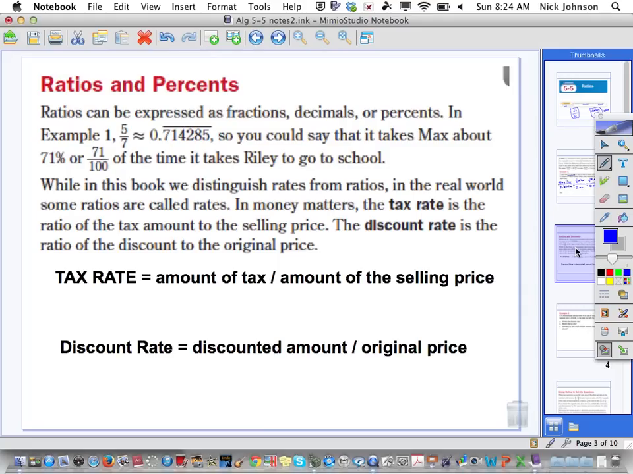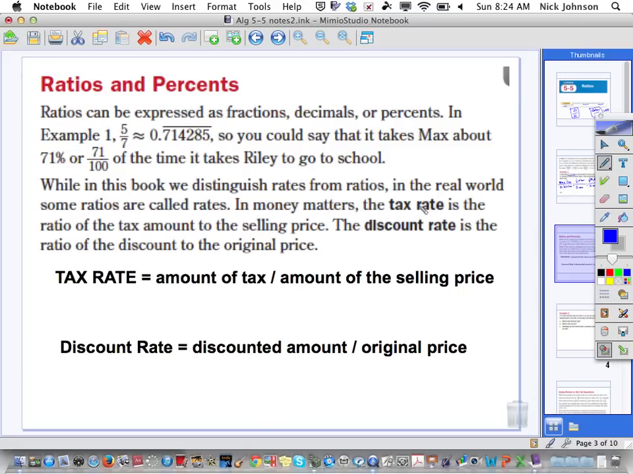Moving on, ratios and percents. Ratios can be expressed as fractions, decimals, or percents. In example 1, 5/7 is equivalent to 0.714285 repeating. So you could say that it takes Max about 71% or 71 over 100 of the time it takes Riley to go to school. While in this book we distinguish rates from ratios, in the real world, some ratios are called rates.